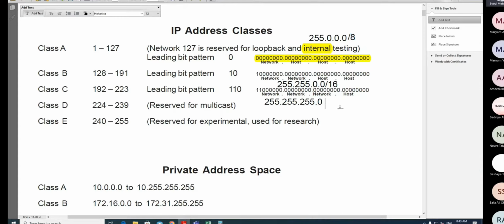So here, how many bits for the network? What will be the prefix? How many bits for the network in class C?